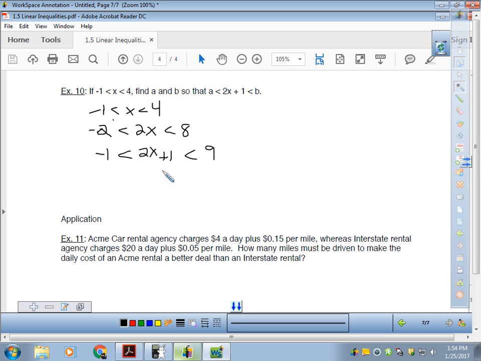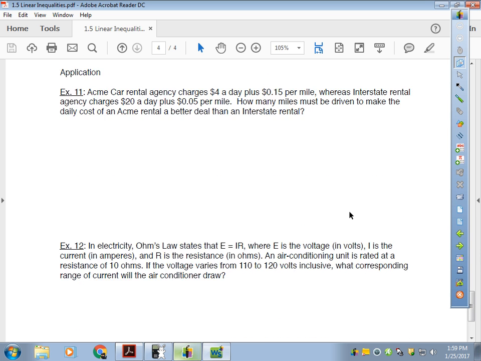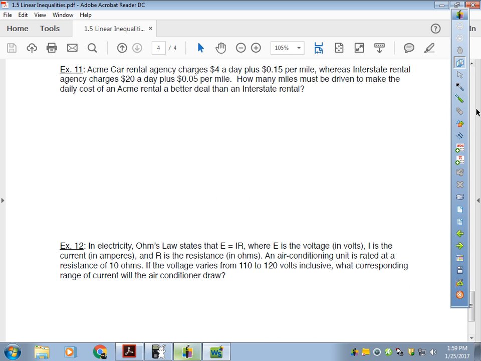So now I have what's in the middle of here. I have the 2x plus 1. So that tells me whatever's on the left is a and whatever's on the right is b. So I know a has to equal negative 1 and b has to equal 9. So it's kind of a little thinking problem. Going from this to this, what do you need to do? Multiply by 2, add 1. So, a little bit of thinking. Alright. The last things we're going to look at are some application problems for this.